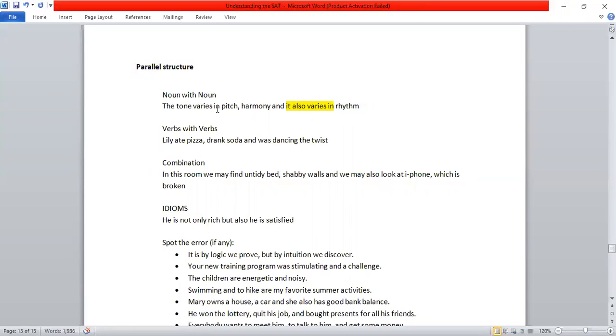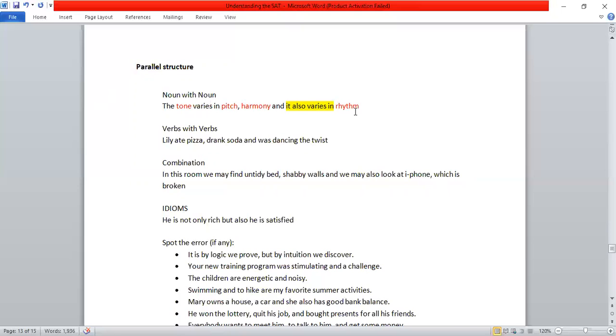If I say the tone varies in pitch, harmony, and rhythm, so there are 3 things in which the tone varies. I'm talking about tone, and my list says pitch, harmony, rhythm. That's what I meant when I said that the nouns should be parallel. So if I would say in pitch, in harmony, then I will say in rhythm. The tone varies in pitch, in harmony, and in rhythm. If I say the tone varies in pitch, it varies in harmony, and it varies in rhythm, it again is parallel. But when we are looking at parallel structure, we also have to keep in mind that the sentence has to be concise because that's what the SAT prefers.